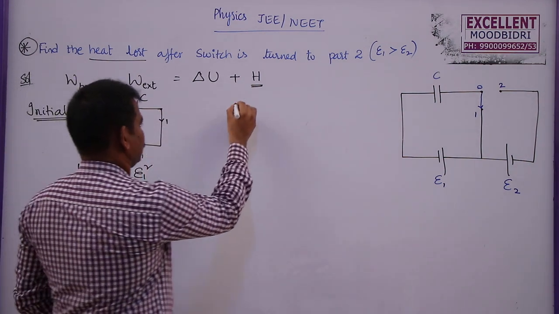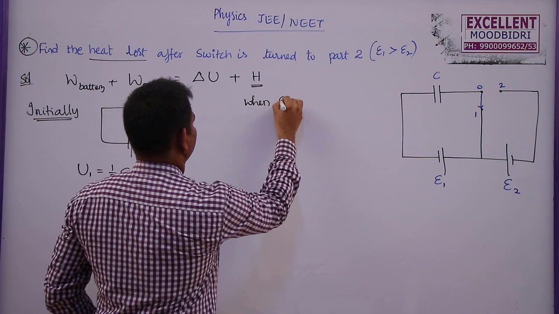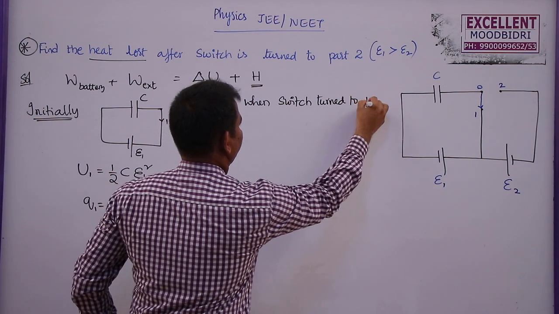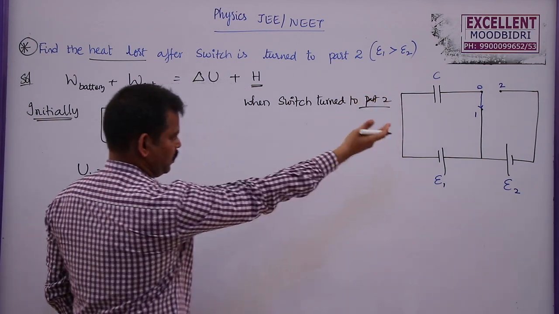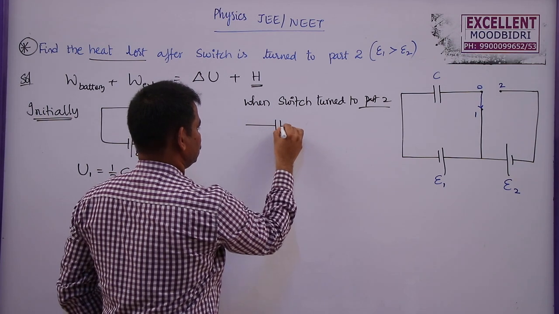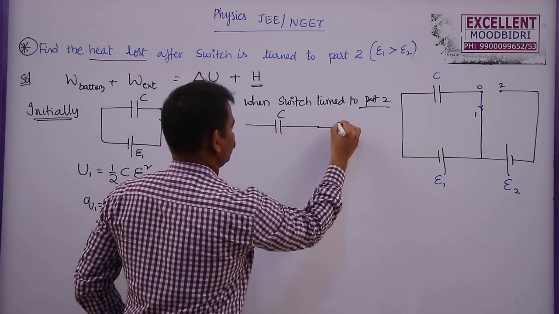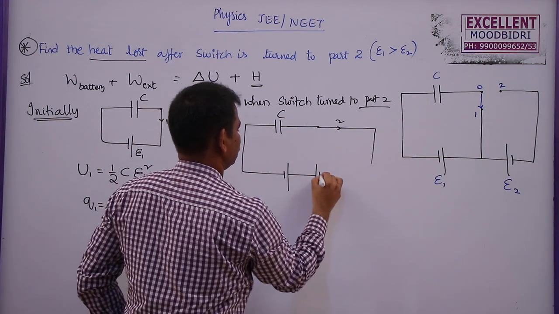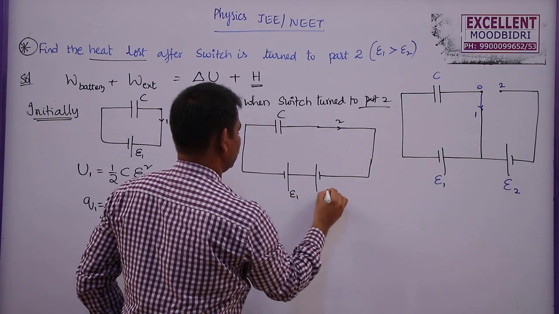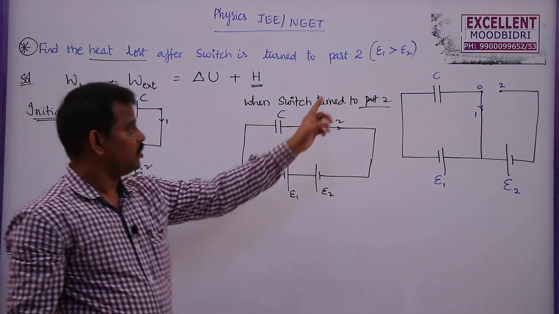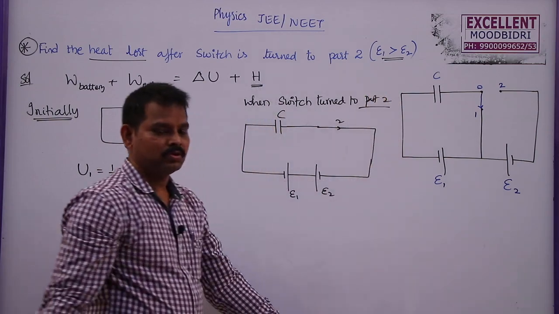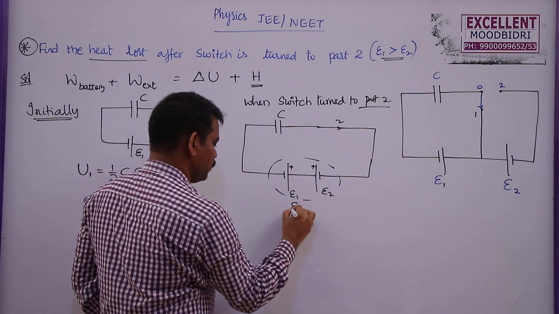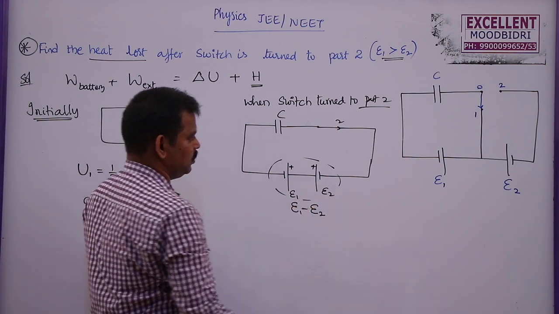Now when the switch is turned to point 2, the diagram can be drawn like this. This is the capacitor, now connected to point 2, and these are the cells connected here. This is E1, this is E2. It is given in the problem that E1 is greater than E2. So what is the net EMF of this combination? Positive is connected to positive, so the net EMF will be E1 minus E2.